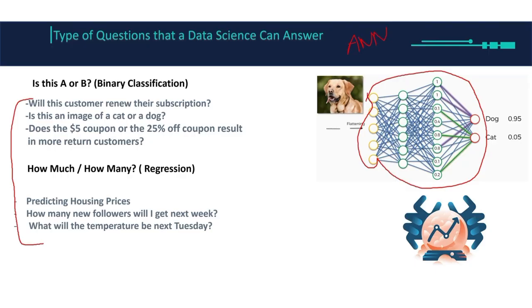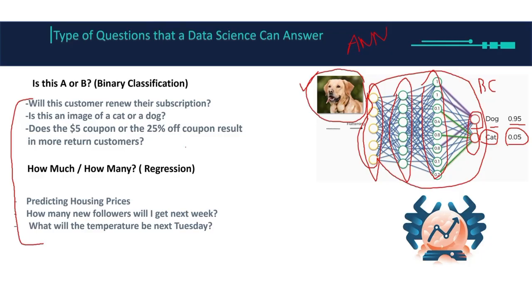Artificial neural network. Here we can see that we have a picture of a dog. Here we call this thing an input layer, and we have a hidden layer, and then another hidden layer, and maybe another hidden layer, and at the end we're going to have something called an output layer. And here we can see that this neural network is classifying that 95% this image is a dog and 5% is a cat. This is how a neural network works, and this is a binary classification problem.